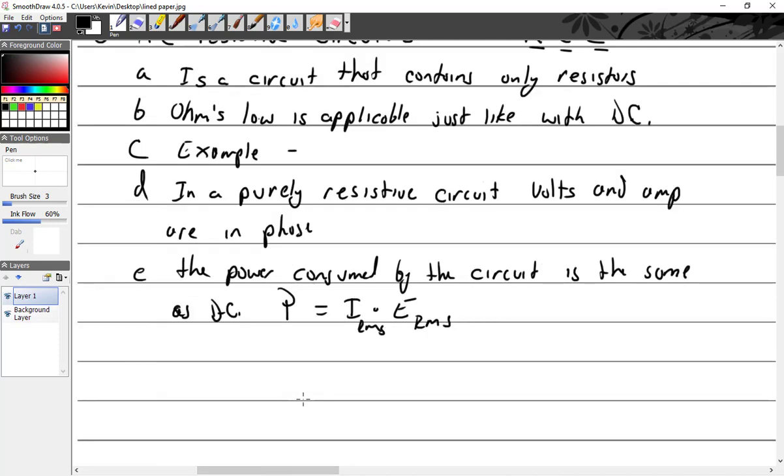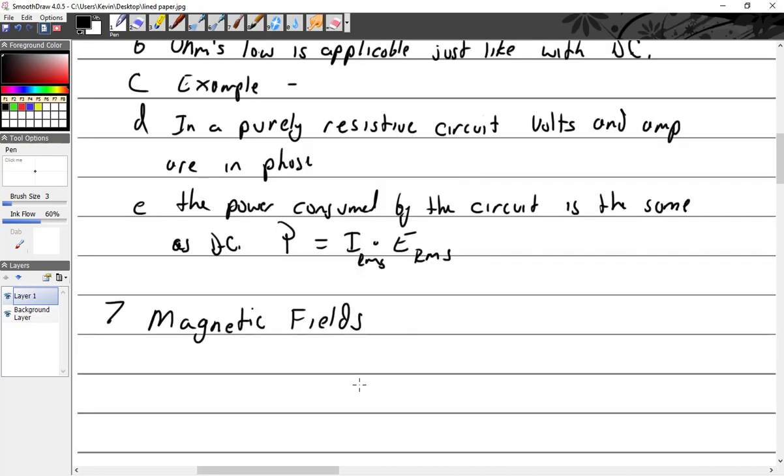See where I'm going with that? I'm moving right on. Wait, you're saying that volts and amps are in phase? Okay, yes. All right, but now we're going to move on from that. But before we can move on too far, we've got to talk about some things here. Magnetic fields. All right, inside of a wire, talk about a wire. Magnetic fields in a wire.